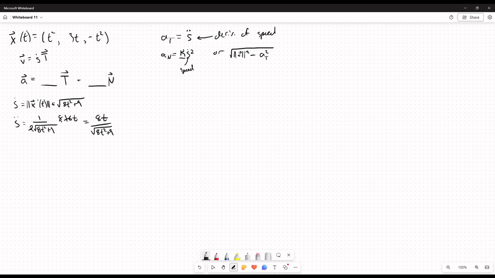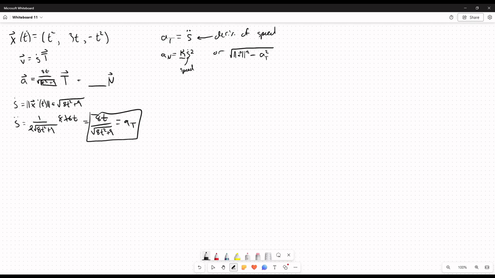So what that tells us is that if we're writing acceleration as a linear combination of our tangent and normal vectors, the part in front of T will be 8t over the square root of 8t squared plus 9. And we call that a_T, the tangential component of acceleration.